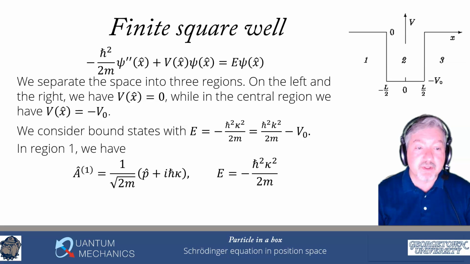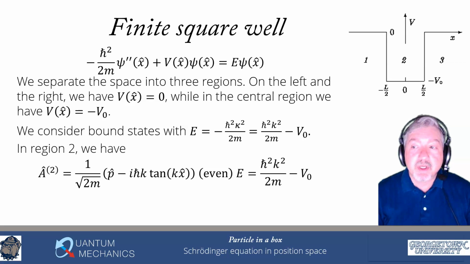and you'll be able to verify those results. Now in region 2, because the potential is minus V0 and my energy is above minus V0, we have to use this tangent construction. So it's 1 over square root of 2m, p hat minus i h bar k tangent k x hat. And the energy will come out to be h bar squared k squared over 2m minus V0.